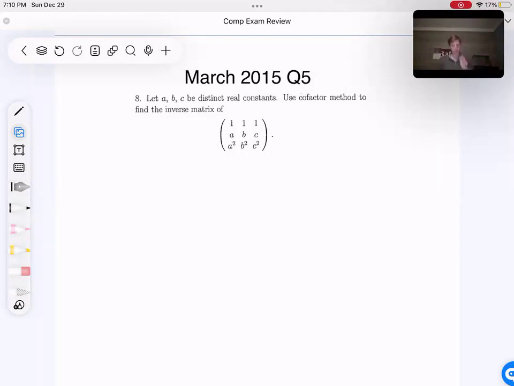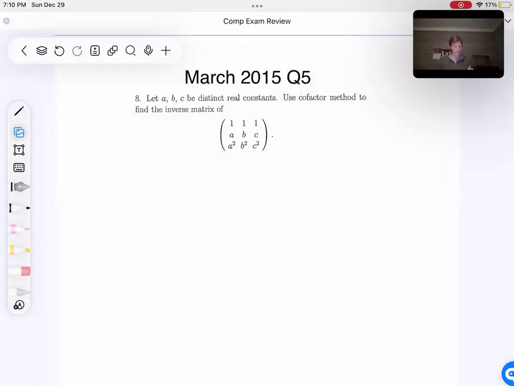Now, today we're going to be talking about using the cofactor method to find the inverse of a matrix. This specific example is a 3 by 3 matrix. However, you can use this method with any dimension square matrix. Awesome. So the problem is from the March 2015 comp exam, and it is question number 5. It says, let A, B, and C be distinct real constants. Use the cofactor method to find the inverse matrix of 1, 1, 1, A, B, C, A squared, B squared, C squared.